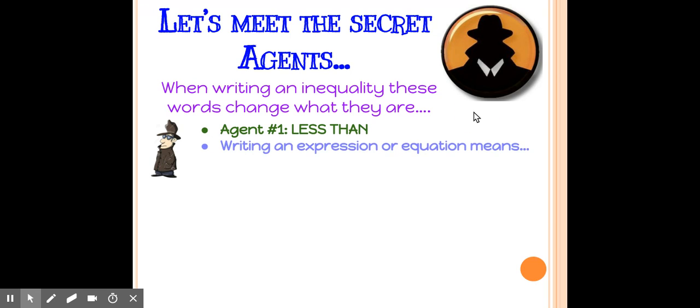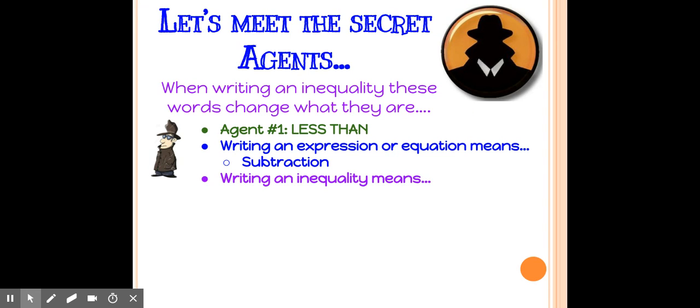You are familiar with less than when it comes to writing an expression or an equation. What does less than translate into as an operation? You got it, subtraction. But when he goes undercover for an inequality, what do you think it might mean? What does this disguise look like? Well, if you wrote down this symbol, you are correct.